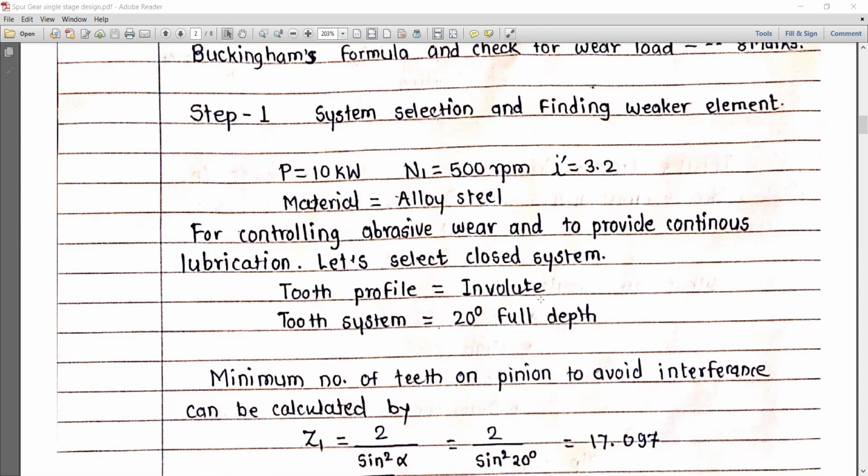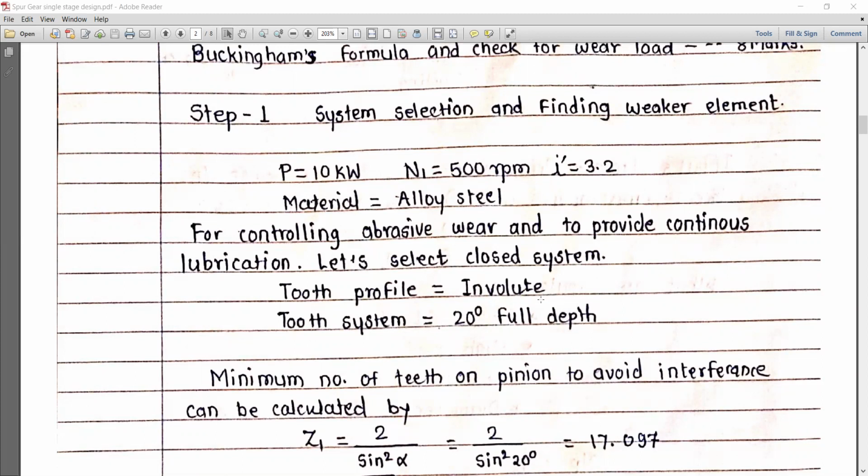First thing, we need to identify the weaker element in the basic system of the gear tooth profile. There are two elements: first one is the pinion and second one is the gear. Now we have to find out which of these two is weaker. Generally the pinion is weaker, but in a few cases, if the materials are different, in that case the gear could be the weaker one. So we have to find that out. Now the material is the same, alloy steel for both.